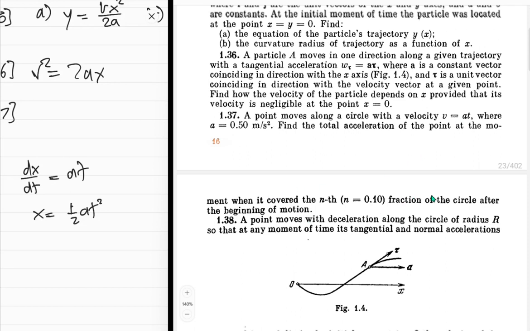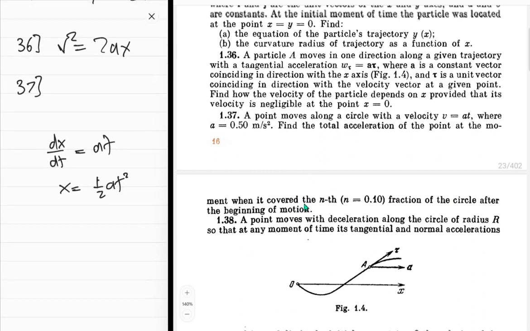So when it covers nth fraction of the circle after the beginning of the motion, right? Then what will x be? It will just be 1 by n of the circumference, which is just 2 pi r. That is equal to 1 by 2 at square. And it's moving along what? So we don't know about what it's moving. Wait a second. We just want the acceleration of the motion, right? Sorry, acceleration of the point.